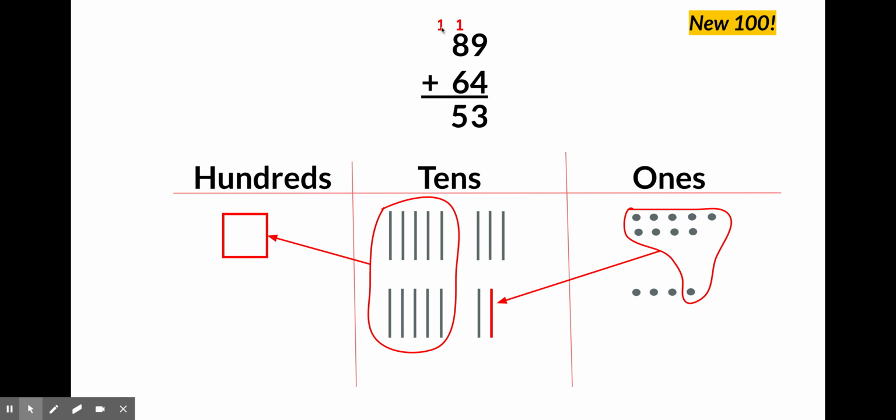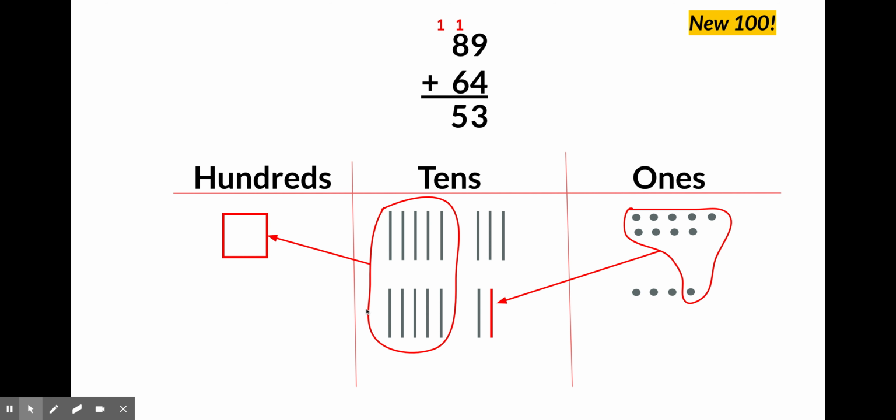That's my new group that we talked about in our learning target. Now, wait a minute. I noticed this doesn't make sense. I have 89 and 64, and 53 is not a reasonable answer because I can't go down. My answer can't be lower when I add.